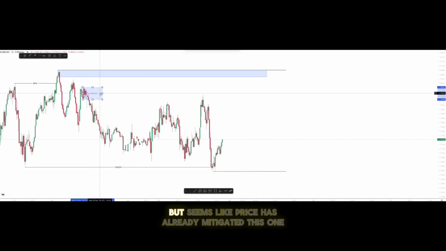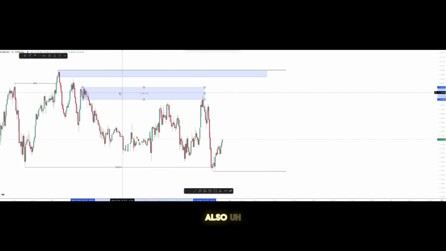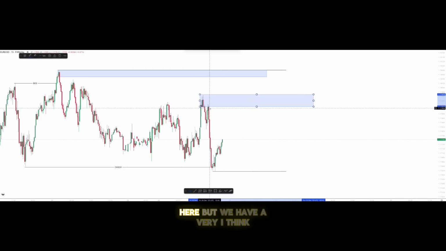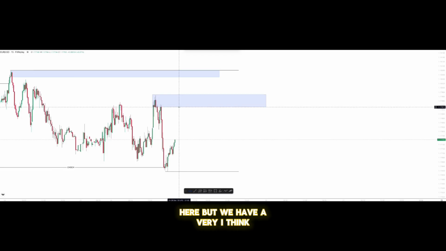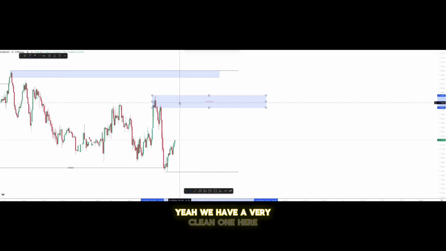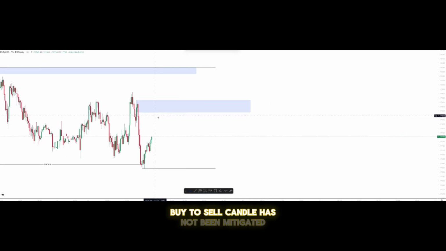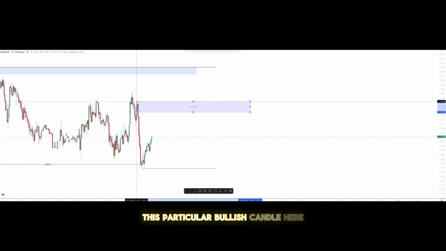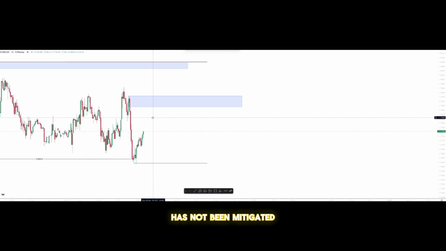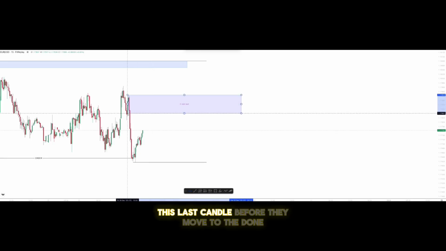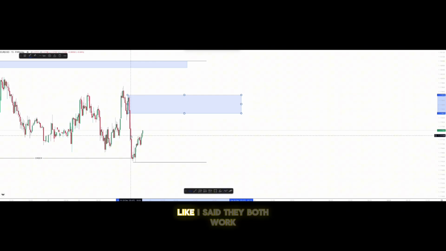There's another one here, but it seems like price has already mitigated this one also. This particular one here has already been mitigated. This particular one here has already been mitigated. But we have a very clean one here. This particular buy to sell candle has not been mitigated. This particular bullish candle here has not been mitigated. But I'll prefer to use this entire range, this last candle before the move to the downside. Like I said, they both work.